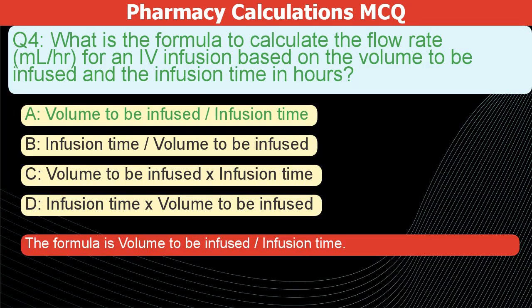The correct answer is A. The formula is volume to be infused divided by infusion time.